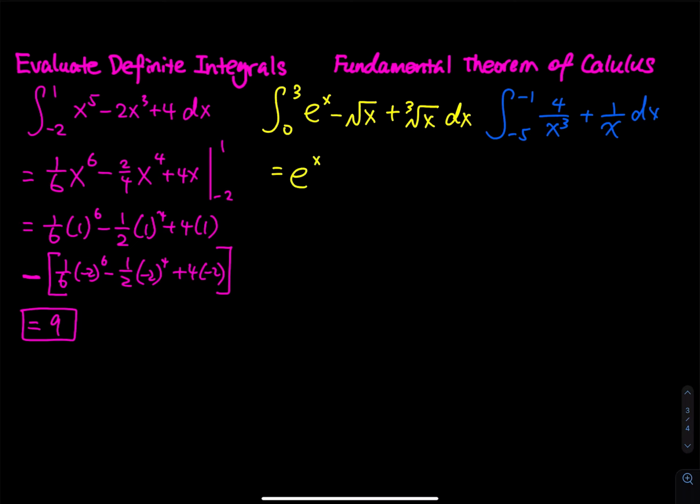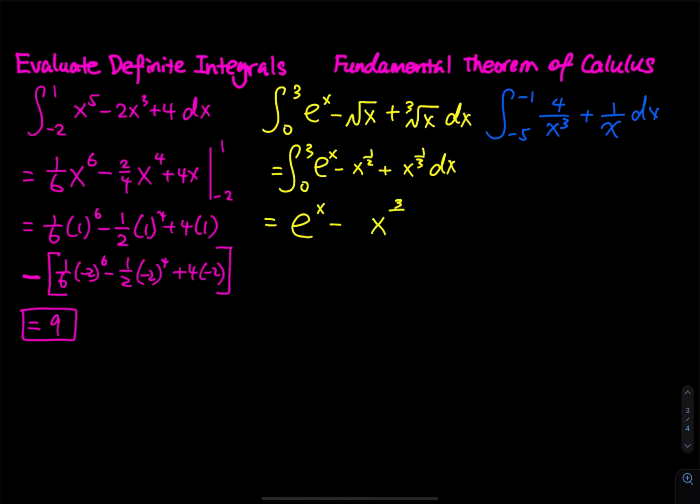All right, and then, okay, you know what? This one I will just write out first. From 0 to 3, e to the x minus x to the 1 half plus x to the 1/3 dx. I write one extra line for you. And then integrate. So this is e to the x minus x to the 3 over 2, because 1 half plus 1 is 3 over 2, and the reciprocal of that is 2 over 3. And then plus x to the 4 over 3, because 1/3 plus 1 is 4 over 3, with reciprocal 3 over 4. Such that x goes from 0 to 3.